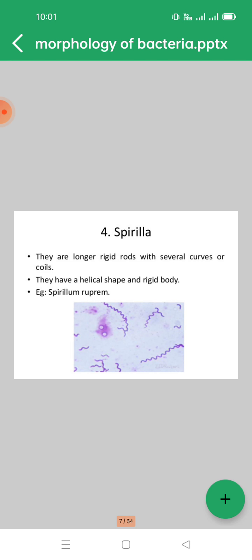Next, spirilla. Spirilla are rigid rods with several curves or coils. It is a helical shape and rigid body. For example, spirillum. You can see the structure. That is a curved bacillus, a curved rod, known as spirilla. It has a lot of coils. An example is Spirillum rubrum.